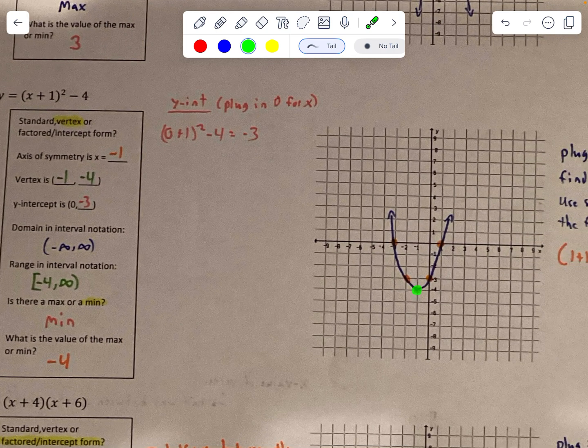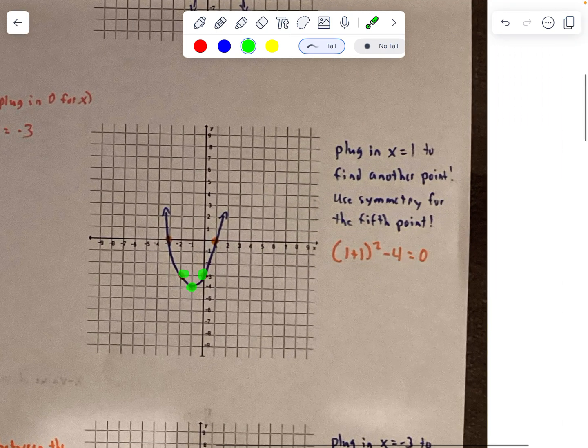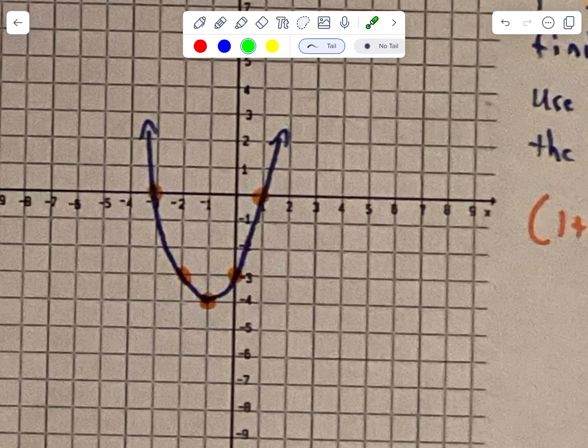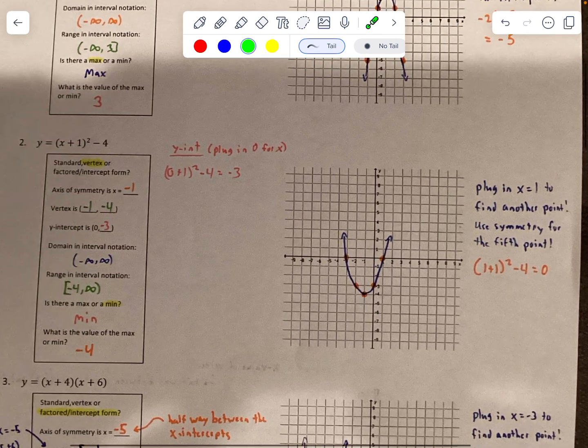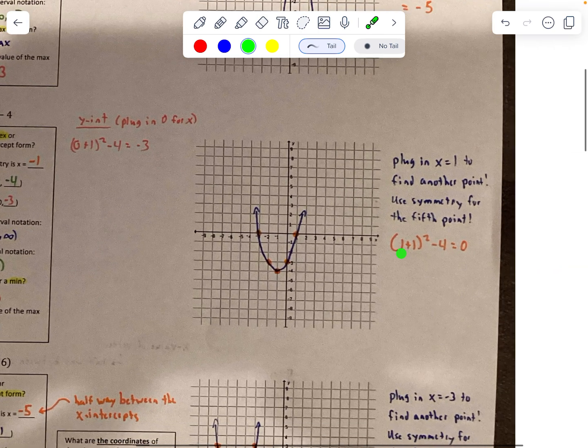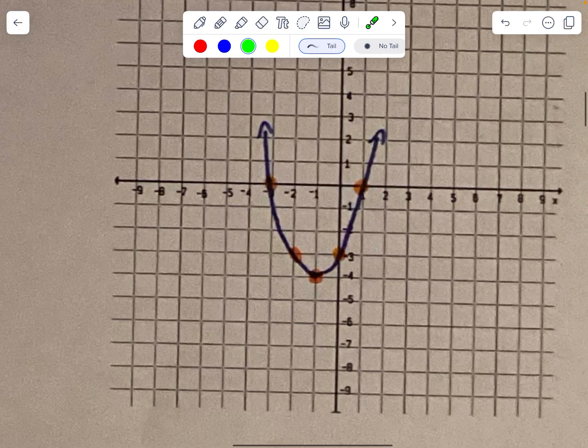Okay, so here's the points I've already plotted. Then, since I know the y value at 0, I'm going to plug in x equals 1 and find the y value. So that's what I've shown here, because that's just one number higher than the x value I already know. So since I know it at 0, I'm going to find it at 1. It's just the easiest one to do. So I plugged in 1 right here, showed that work here, and I got 0. And then again, because of symmetry, here's our axis of symmetry. You know you're going to have another point right there. And there you go, 5 points.